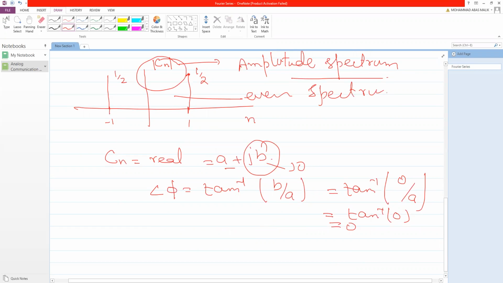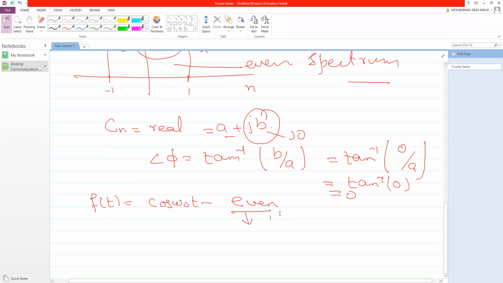This is an even spectrum. So we will conclude something from here. What is the conclusion? If your signal is even, because cos signal is even, then you have a purely real and even spectrum. We will conclude that if your f of t signal, here cos of omega naught t, which everybody knows is an even signal, is even in the time domain, then its spectrum will be purely real and even.